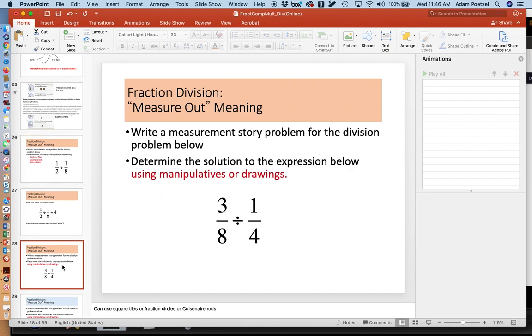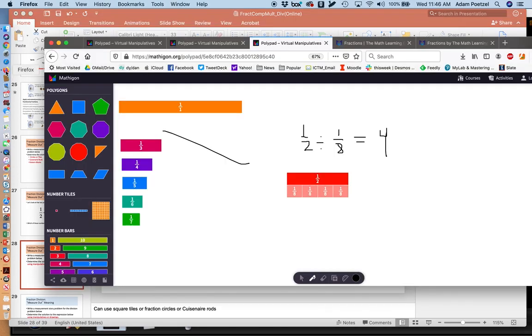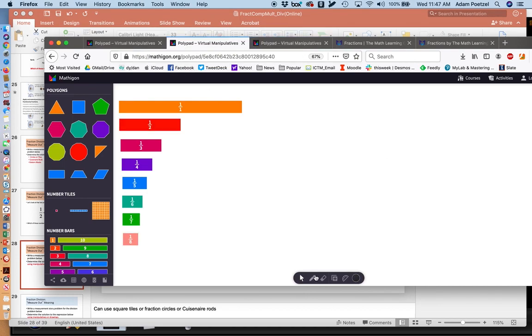If we take a look at, how about something like this? 3/8 divided by 1/4. All right, so let's take a look at that one. So 3/8 divided by 1/4. Let's start a new pad here.